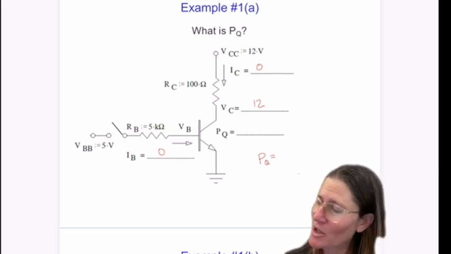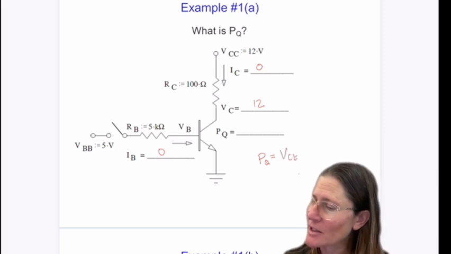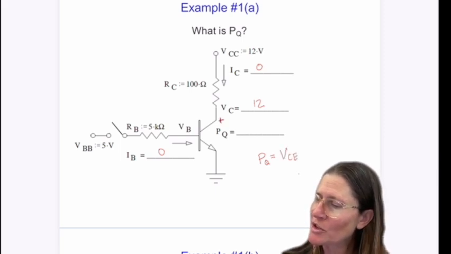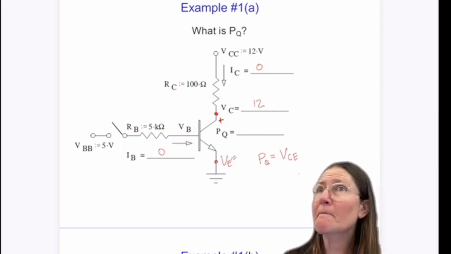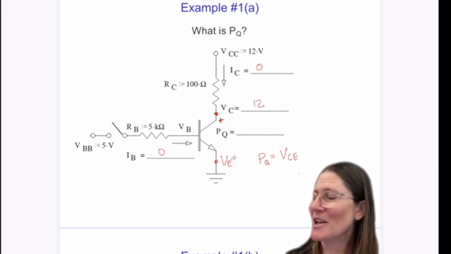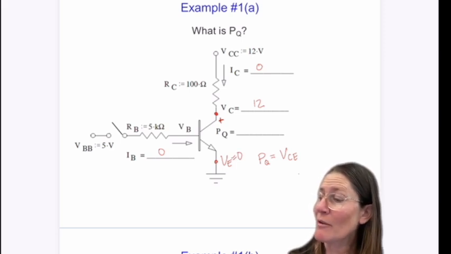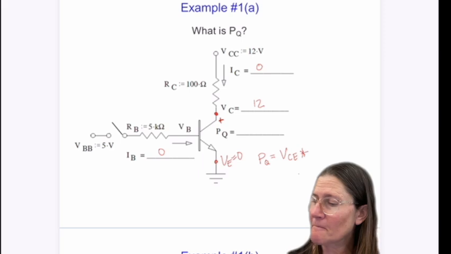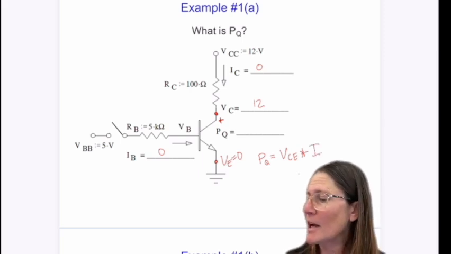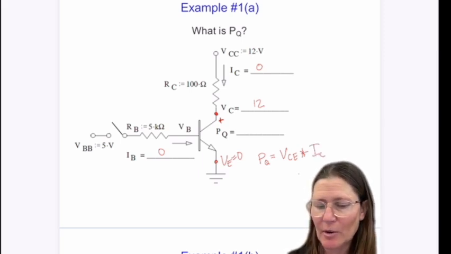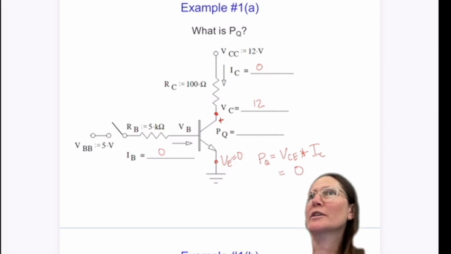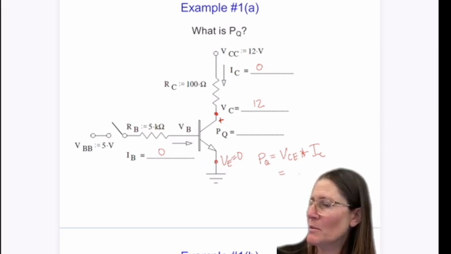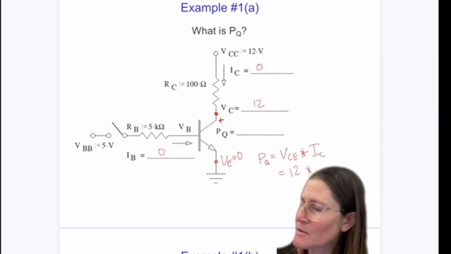So this power is going to be your VCE, which is the voltage between your collector and the emitter. What's your emitter here again? 0, thank you. And so you have 12 volts across that. But IC is 0 in this case, so there's not going to be any power draw here. But if you put 12 times 0.